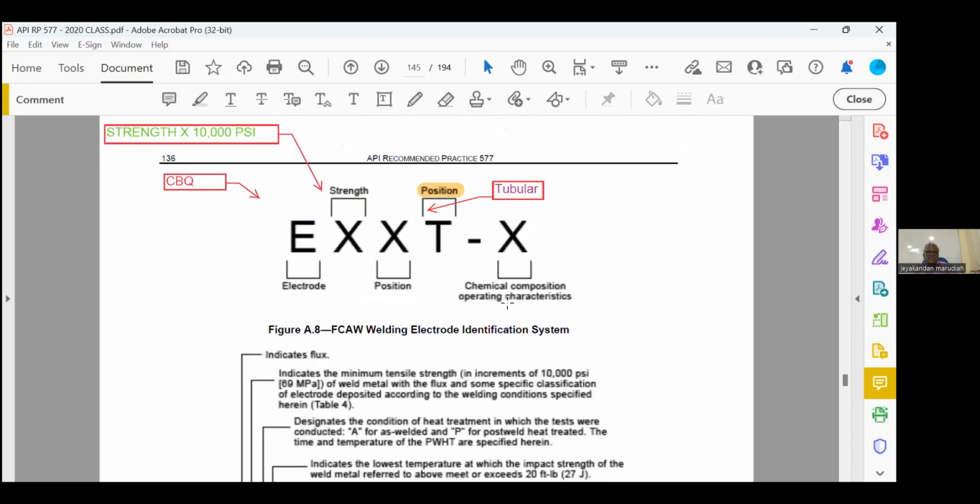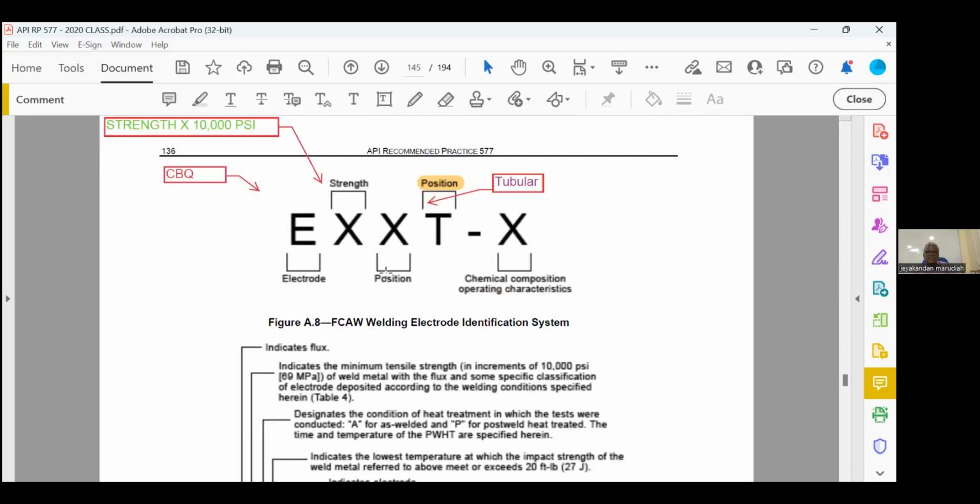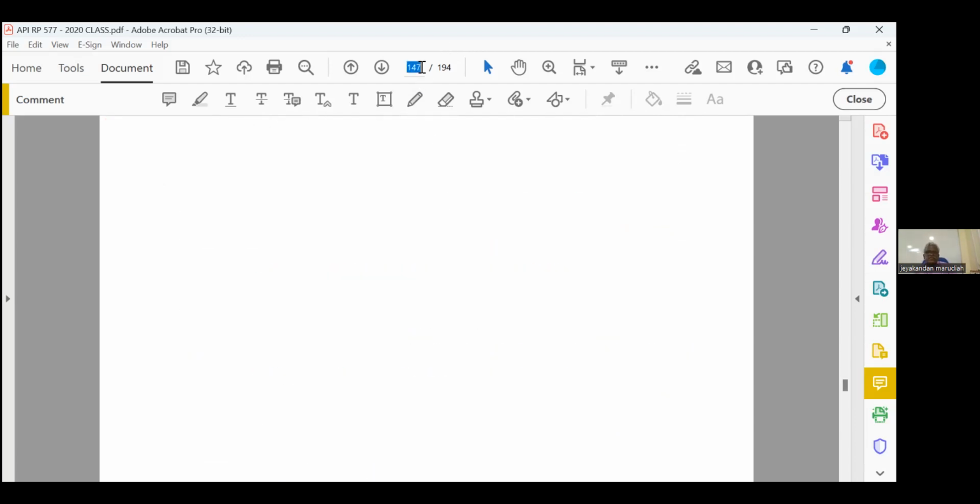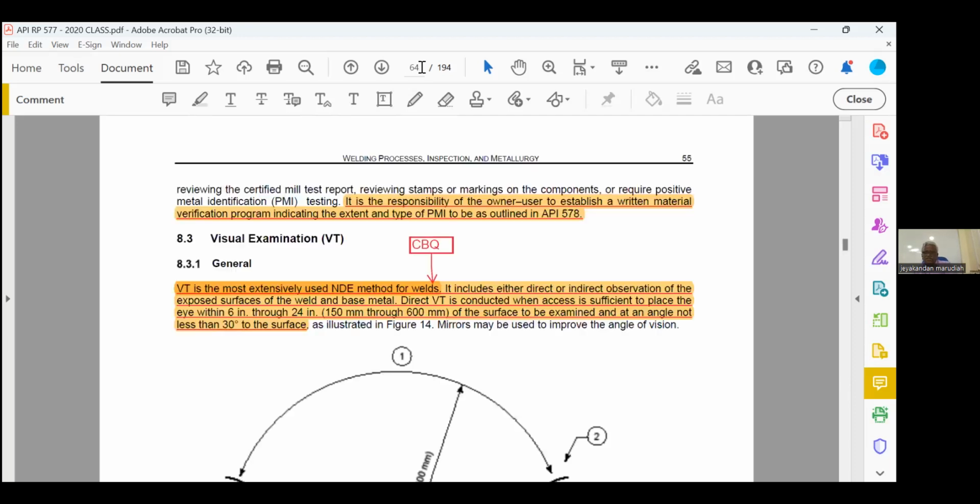Then finally, there is a mistake here actually. On page number 1, that T is not position. There is an error here. It is tubular. Cut T and write tubular. T is not position, it is tubular. That's all for this annexure. So, T for tubular.